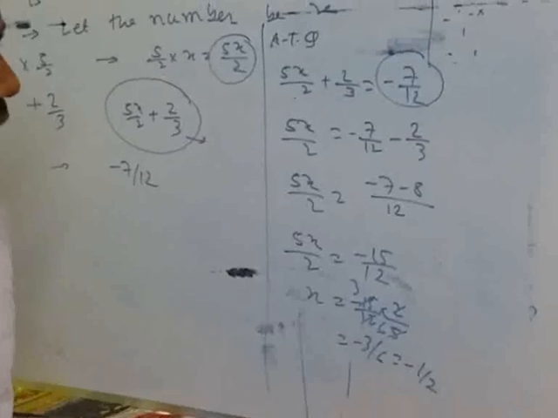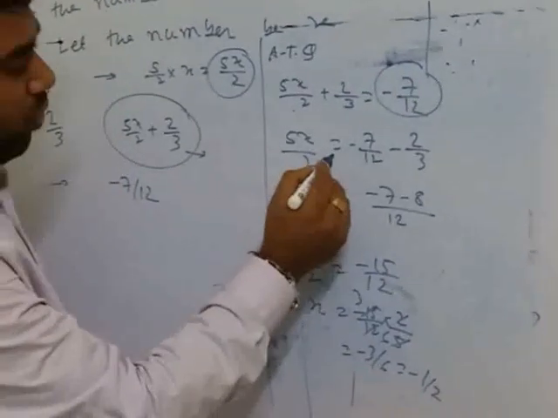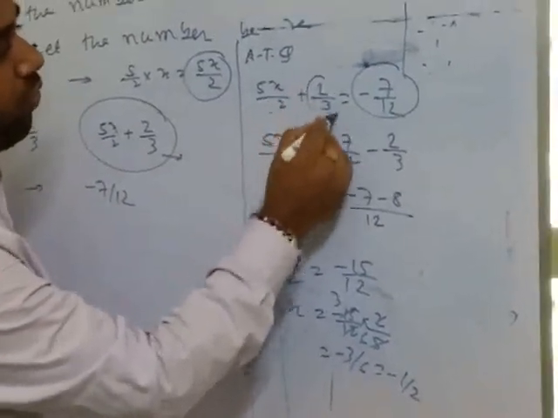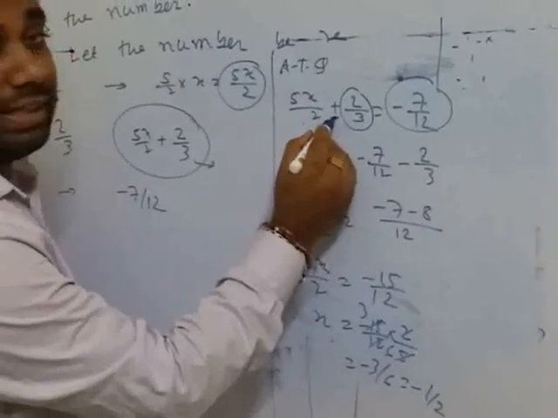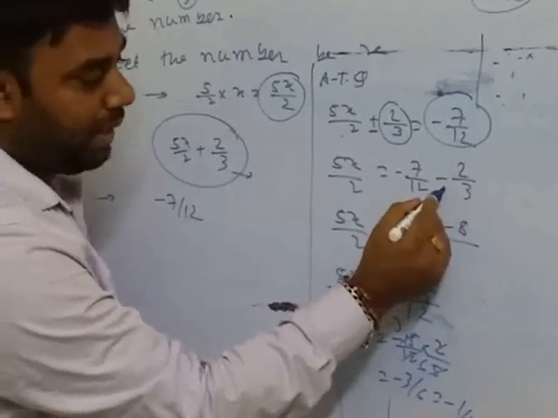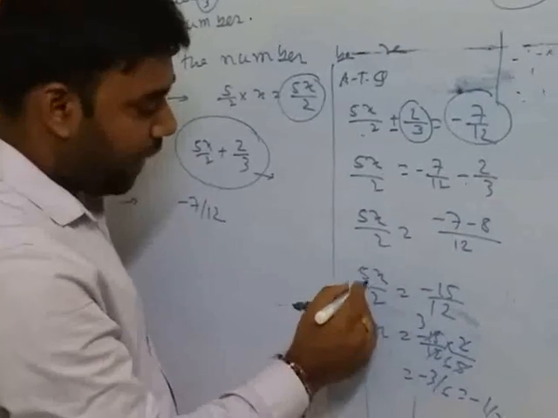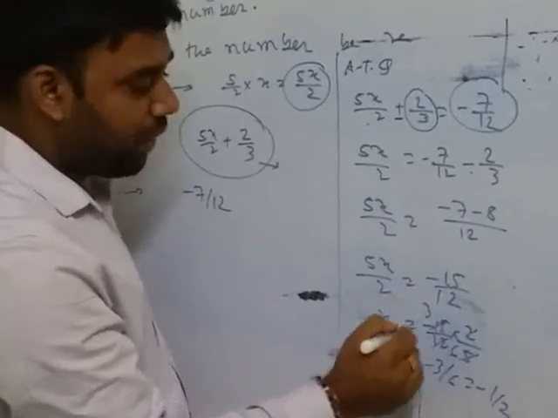That is our linear equation. We have to solve this equation. Okay. Now move 2 by 3 to this side: the sign is plus on this side, so on that side it will be minus. After subtracting, we get 5x by 2 equal to minus 15 by 12.